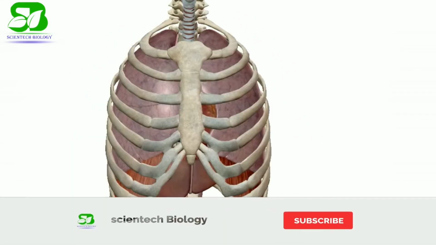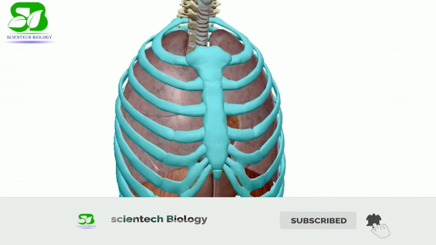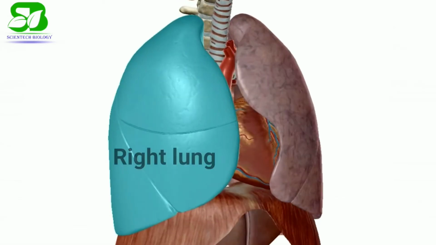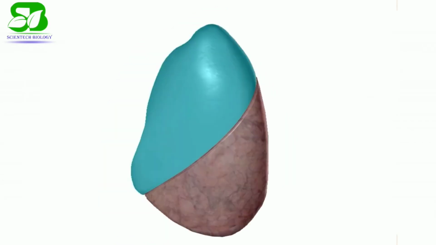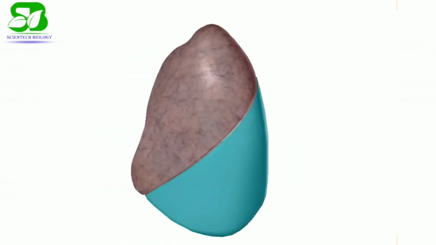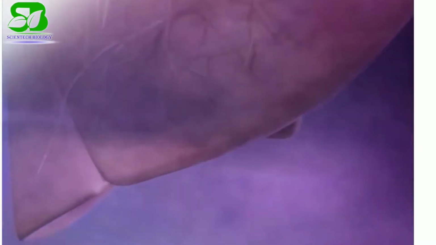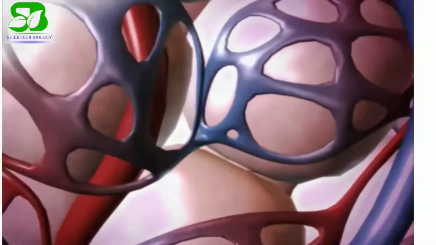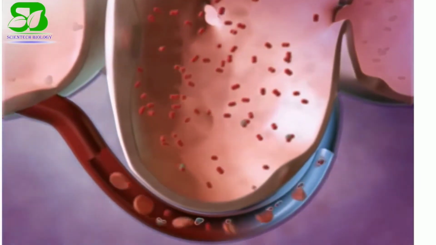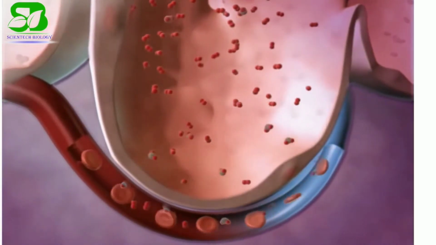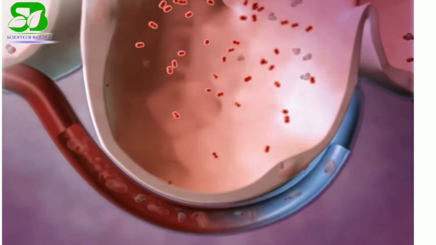There are 2 lungs in the human body, which are located inside the thoracic cage. The right lung is bigger than the left. The right lung has 3 lobes and the left has 2. There are hundreds of millions of alveoli inside each lung. These alveoli are air sacs surrounded by a network of blood vessels that provide space for gaseous exchange.